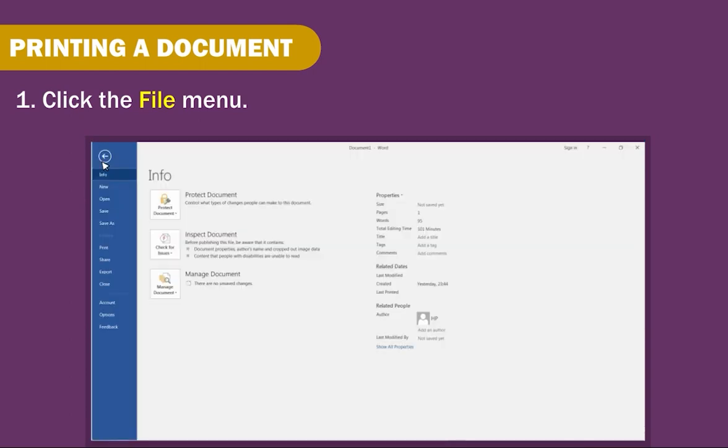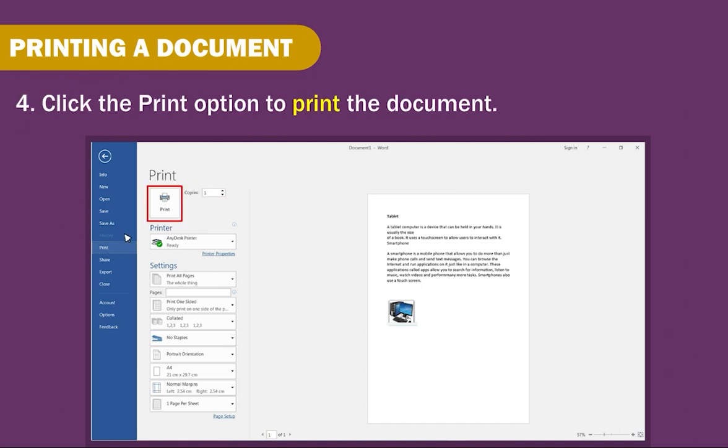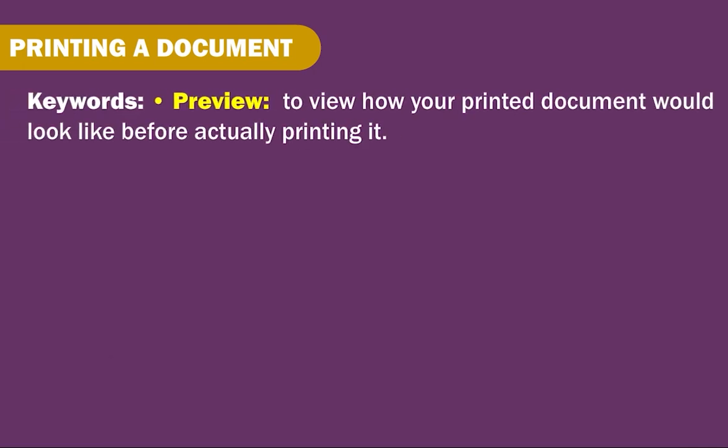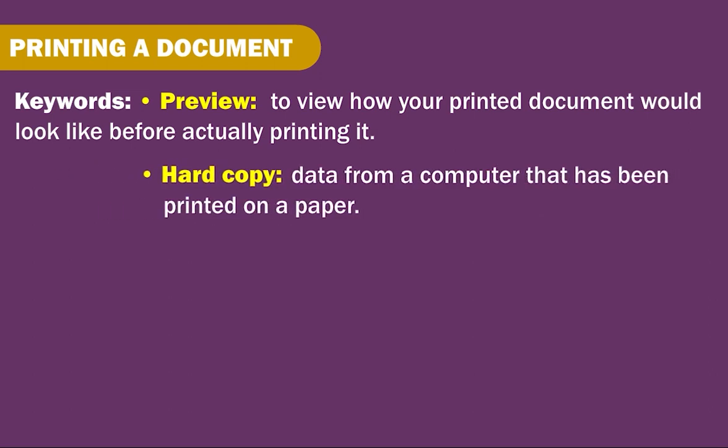1. Click the File menu. 2. Select the Print option from the File menu. 3. Using the up-down arrow, set the number of copies you want to print of the document. 4. Click the Print option to print the document. Keywords. Preview, to view how your printed document would look like before actually printing it. Hard copy, data from a computer that has been printed on paper.